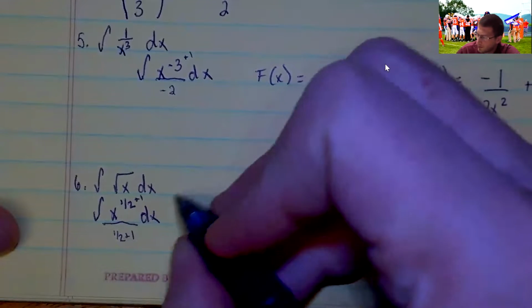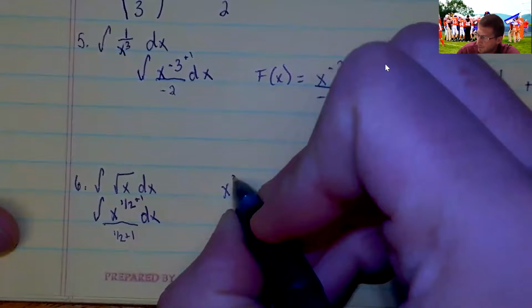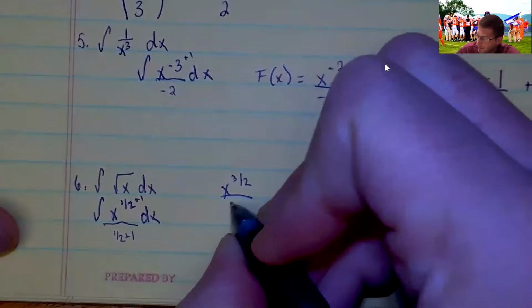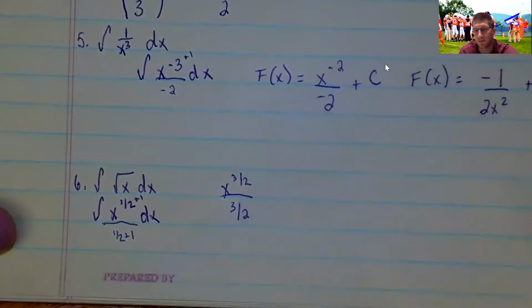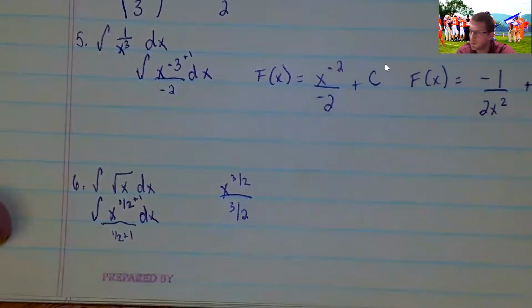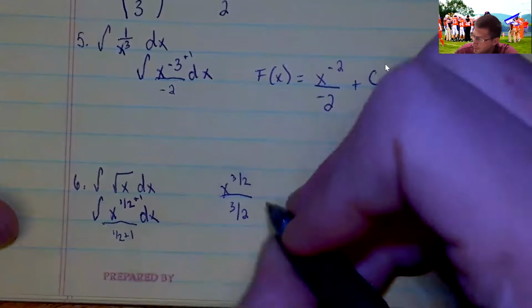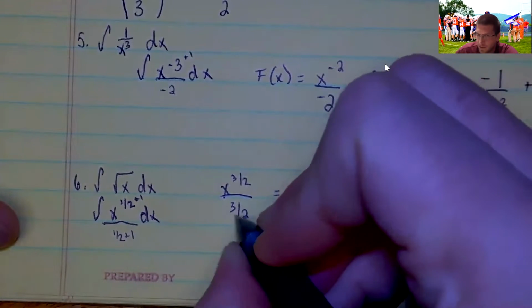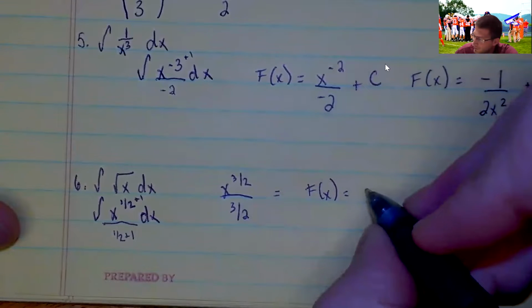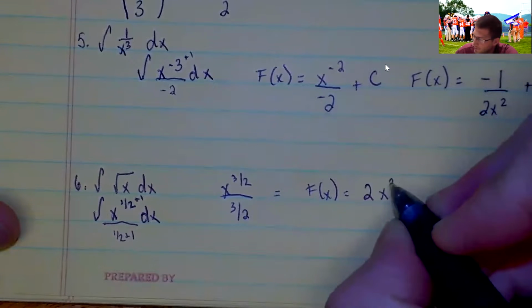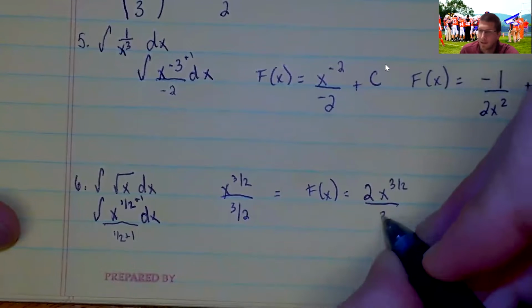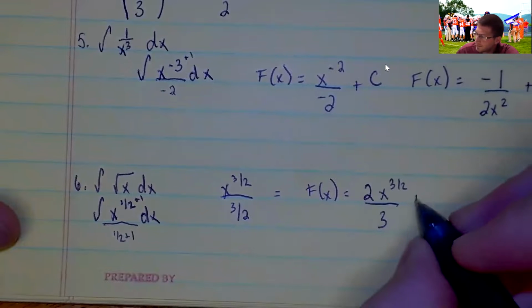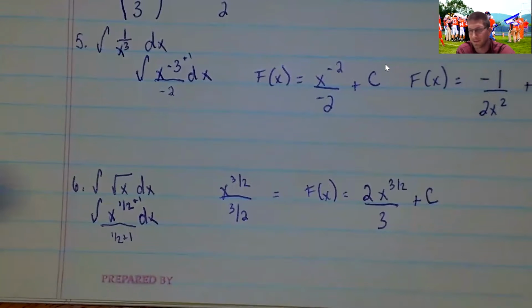So 1/2 plus 1 gives me 3/2. Divide it by that new exponent, 3/2. Well, dividing by fractions is like multiplying by the reciprocal. So my antiderivative, I multiply by the reciprocal of this 3/2, is going to be 2x to the 3/2 over 3. And then don't forget, you need your constant of integration, plus c.